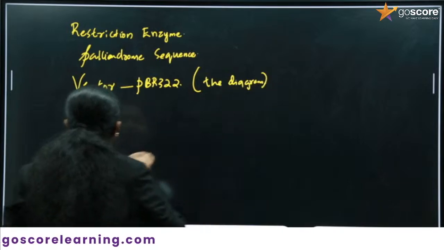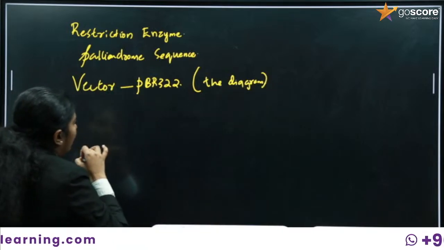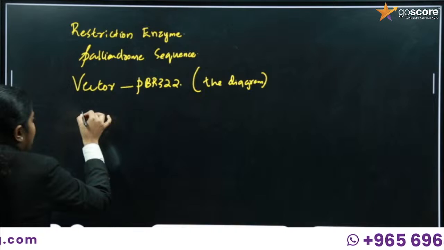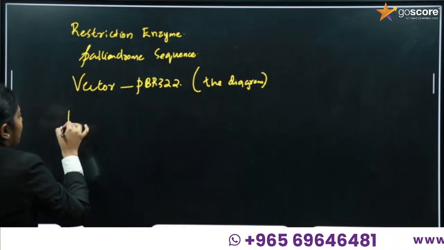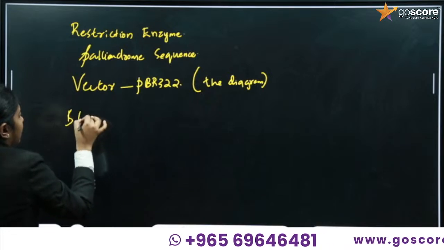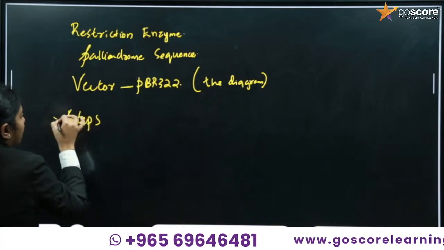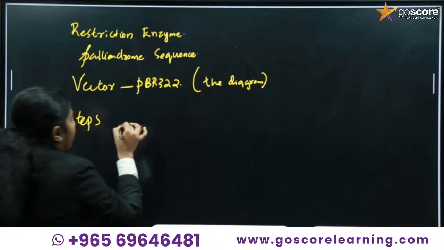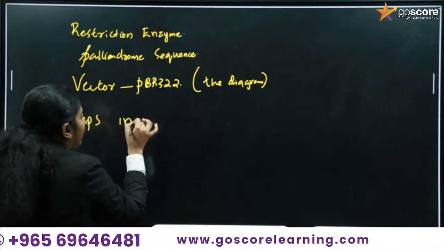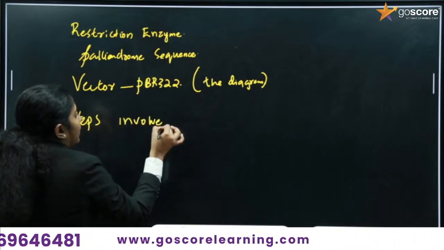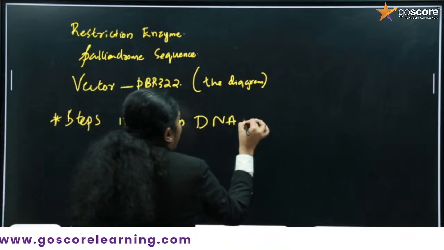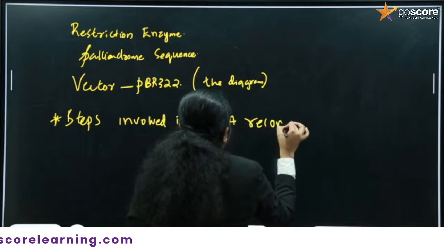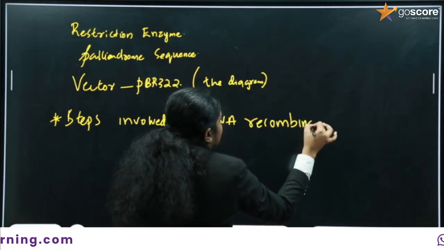Okay, then next you have to study about the different tools. Next, the different steps involved. This you have to study for 5 marks. Steps involved in recombinant DNA technology. For 5 marks you study this.